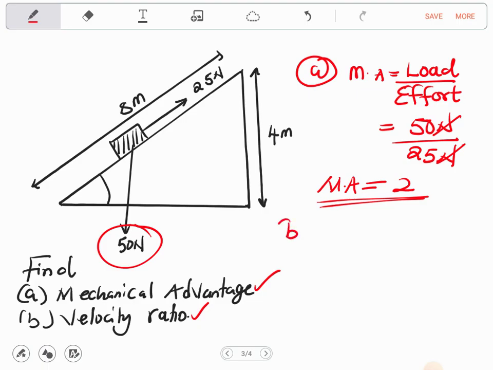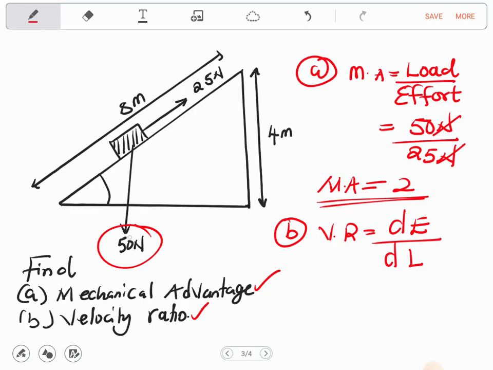Part B, velocity ratio. Now, when it comes to velocity, of course, you must be able to expect some form of distances and so on. Hence, velocity ratio is the ratio of the distance moved by the effort over the distance moved by the load. But which one is the distance moved by the effort and which one is the distance moved by the load? Take note that the load itself is 50 newtons, right?